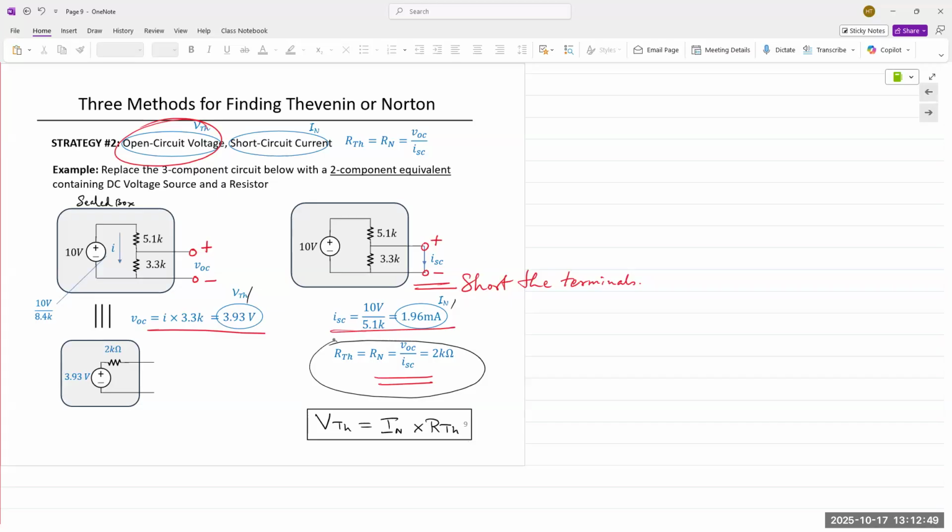And the way we find RTH is by calculating Req between those same two terminals. But in order to do that, we cannot have any sources left in the circuit. We have to deactivate and remove those sources from the circuit before we can measure or calculate Req.